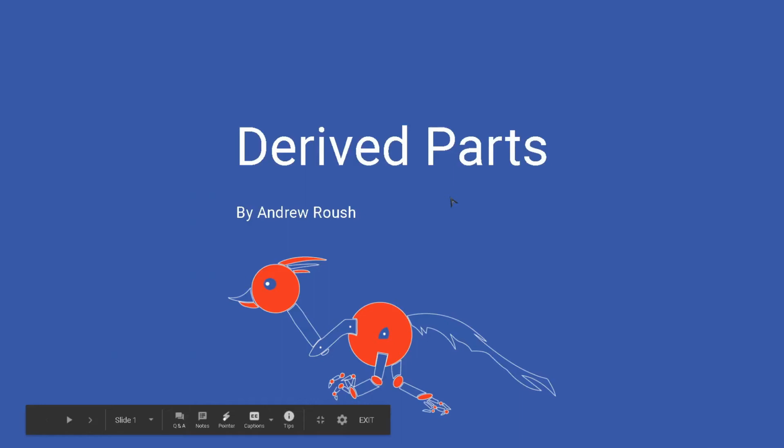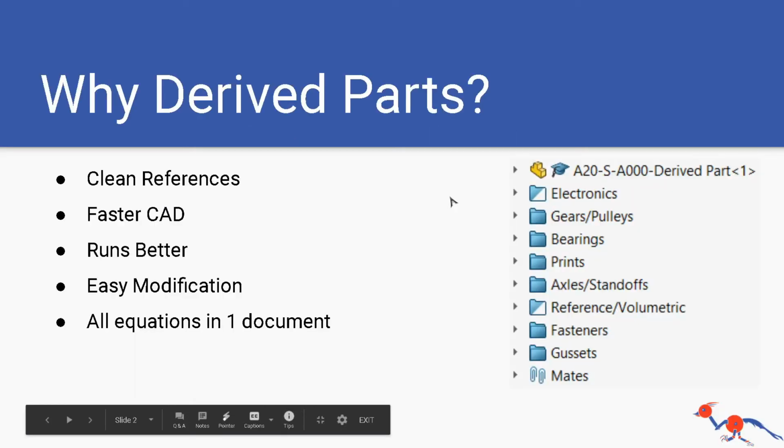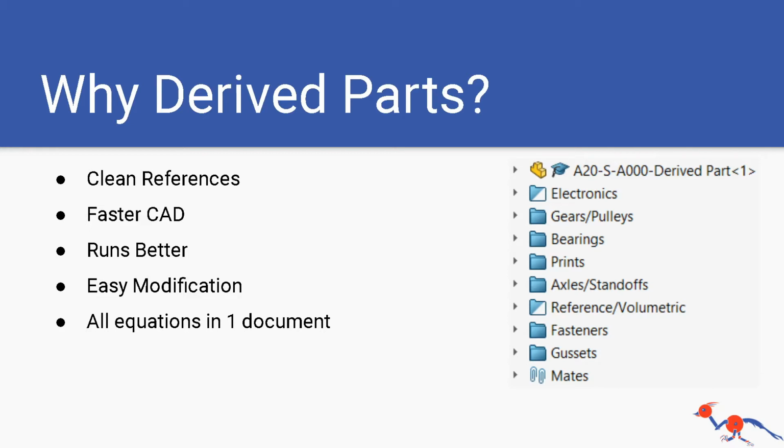Derived parts. So why do you want to use derived parts? It cleans up your references. In a normal part where you might be referencing other parts in an assembly, it won't get messy. You can actually CAD faster with them. It runs better on your computer, you can modify them easier, and all your equations are in one document.